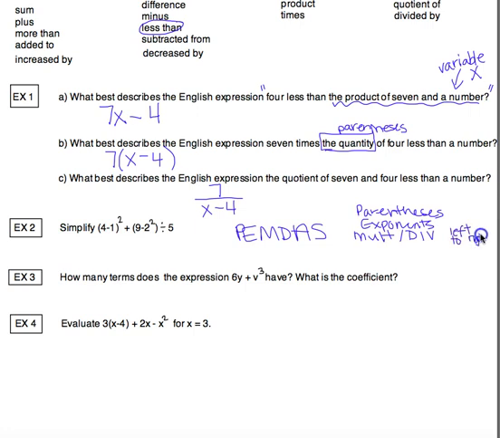So if you have both multiplication and division, you do those from left to right. You don't always do the multiplication first. Same thing with addition and subtraction. Subtraction and addition are equal in the eyes of PEMDAS laws. So we do those from left to right as well.